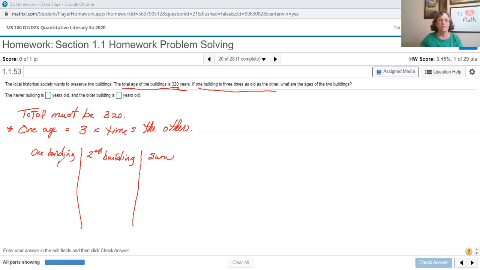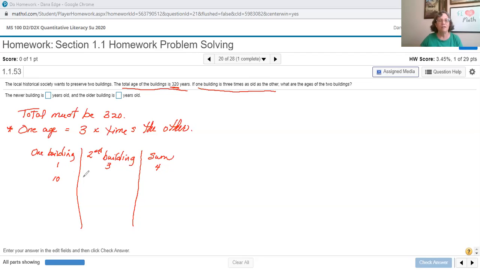Like we could start with first building's 1 year old, so the next one would be 3 years old, 3 times as old as the first one. Now the sum there is 4, so we are a long, long way from a couple of buildings that add up to 320 years together.